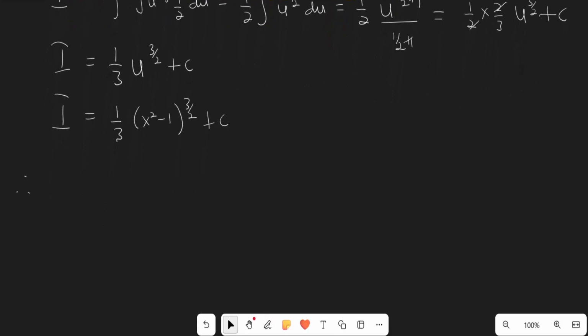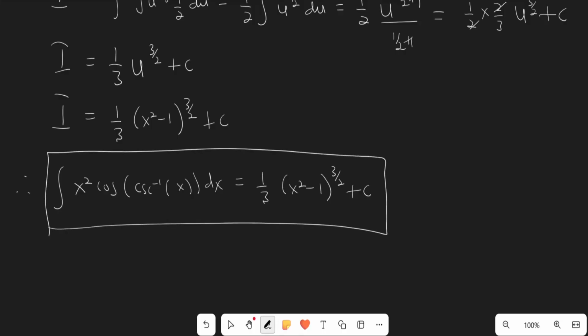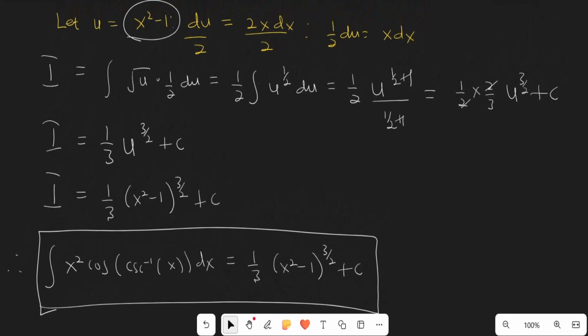Therefore, if we integrate x squared times the cosine of the cosecant inverse of x dx, this evaluates to 1/3 times x squared minus 1, raised to the power 3 over 2, plus the constant of integration. So this is the answer to our integral. That is how I can solve it.